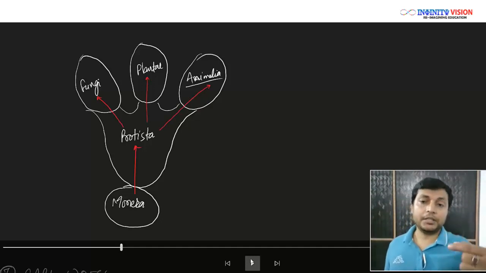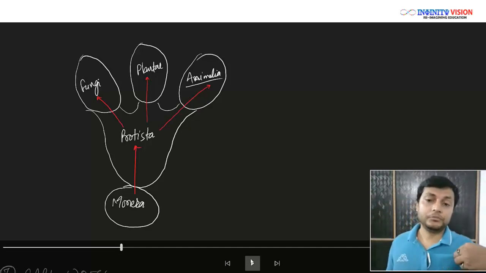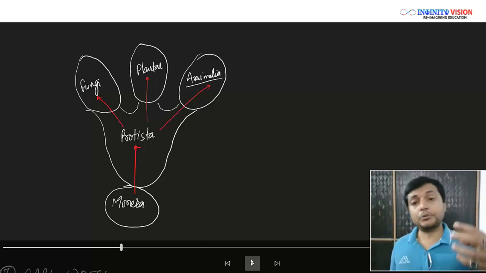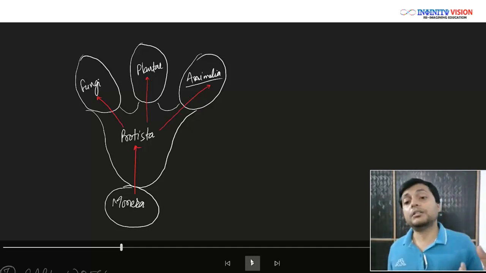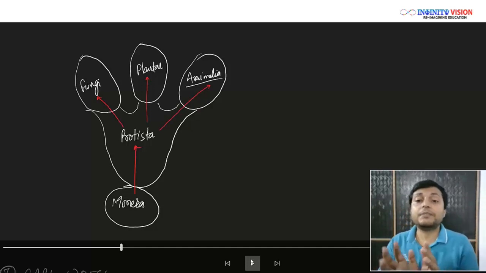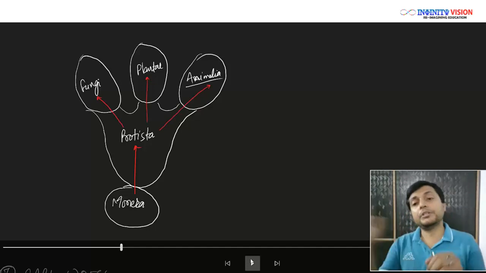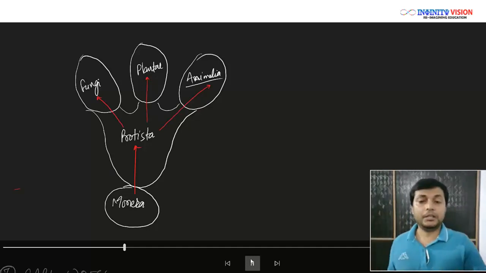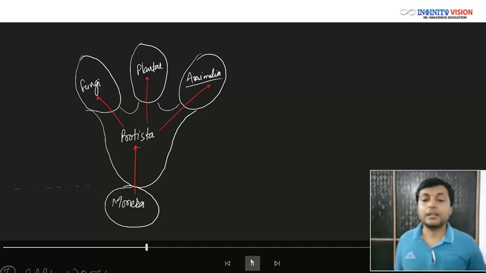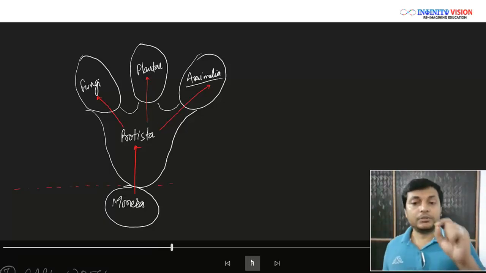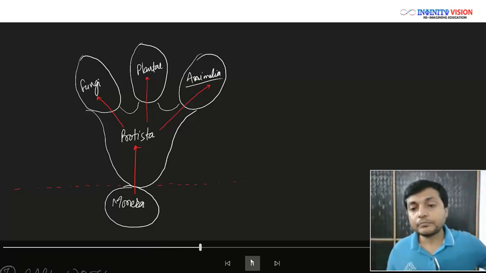First came Monera. Monera were prokaryotic cells. From prokaryotic cells, eukaryotic unicellular organisms developed, that is Protista. And then this Protista diversified into three groups to form fungi, plantae, and animalia. Now see how this classification was done.